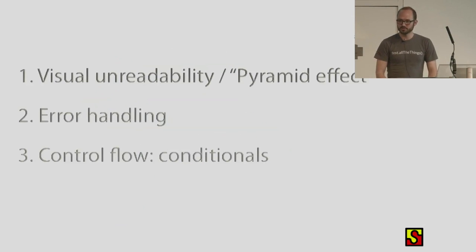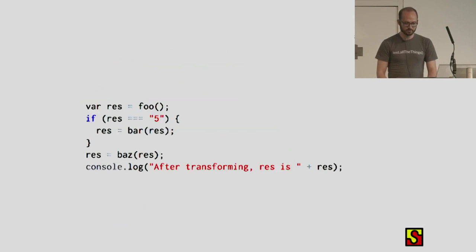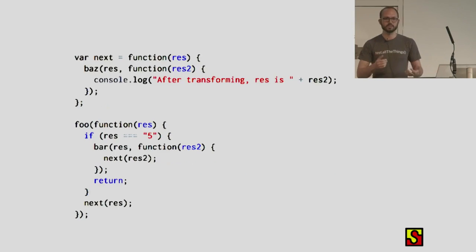Conditionals are also a problem, as we've already seen. Another example I'll just go through really quickly. Basically, in synchronous code, you could do something like this, where you have a conditional that, if true, modifies a variable, and then you go on to modify that variable again. But either way, you're going to execute that last line. And as we saw before, you have to kind of duplicate some code in order to make this work asynchronously.